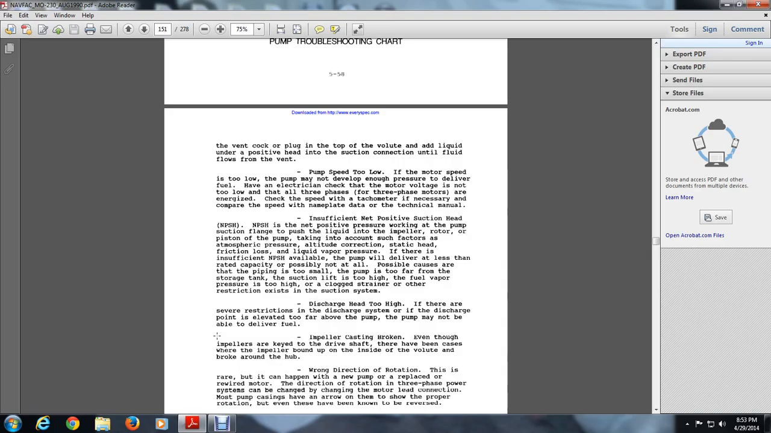The pump will deliver at less than rated capacity, or not at all. Possible causes are: the pump piping is too small, the pump is too far from the storage tank, the suction lift is too high, the fuel vapor pressure is too high, a clogged strainer, or another restriction exists in the pump suction.